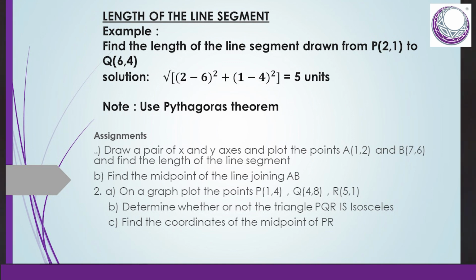And therefore, the square root of 25 gives me the 5 units. Now, as I said, this is typically applying the Pythagoras rule. So, generally, that is how I find the length of the line segment.